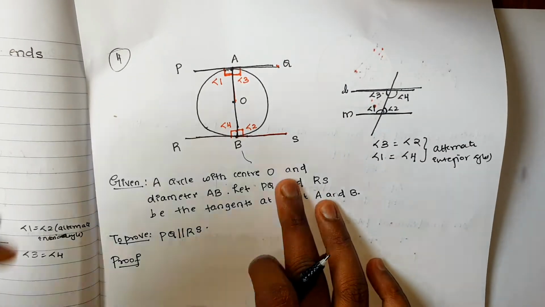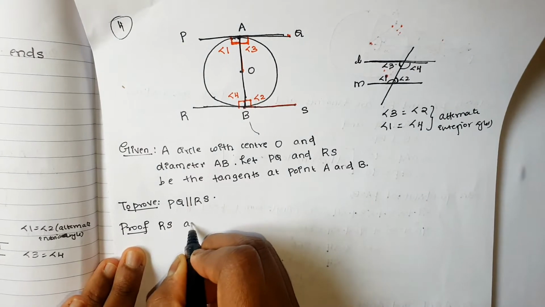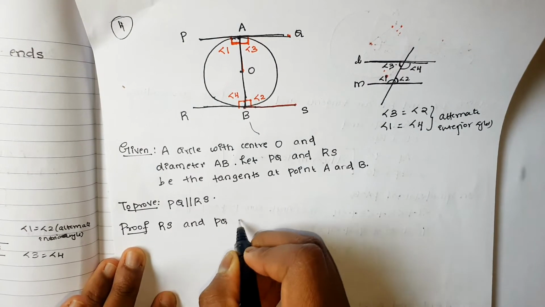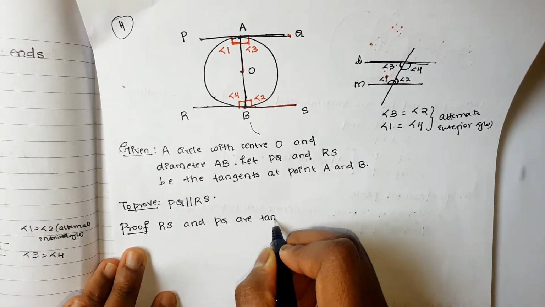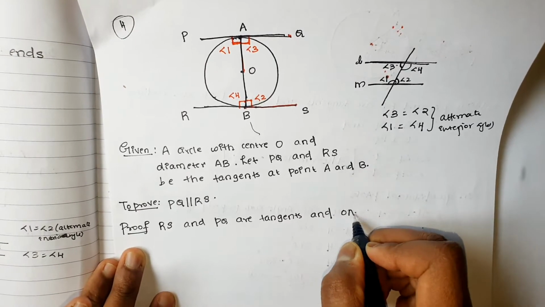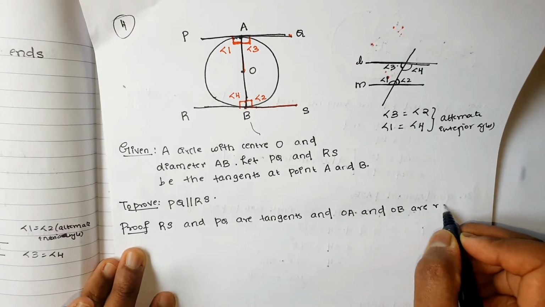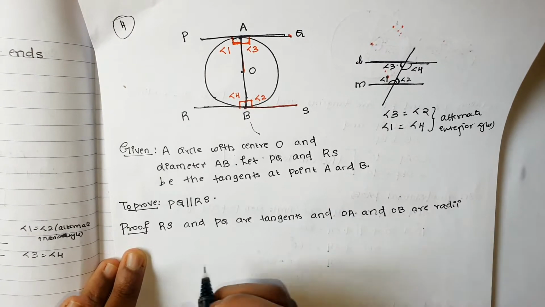Proof: here RS and PQ are tangents, and OA and OB are radii.